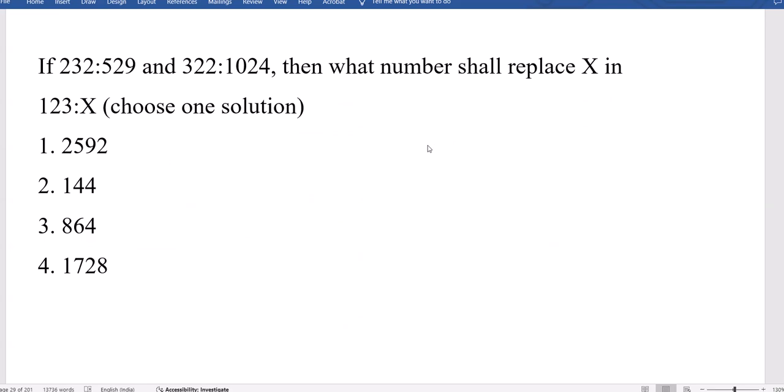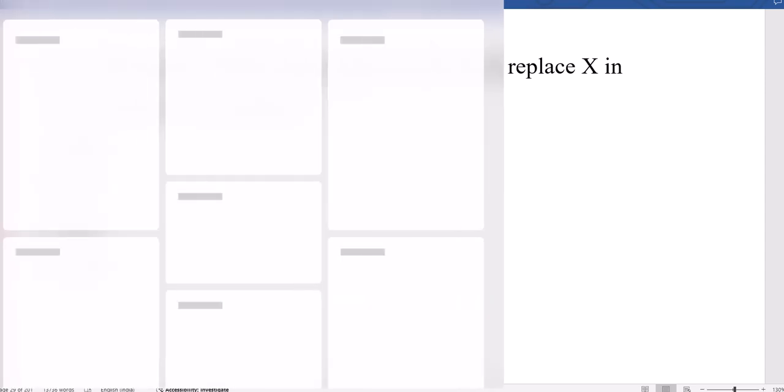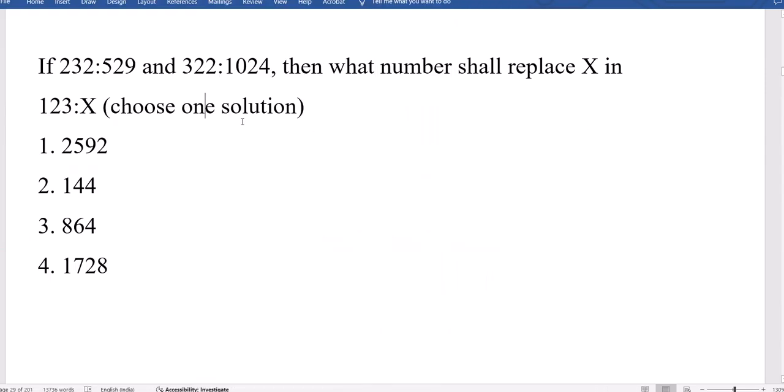232, 529, 322, 1024, 123, we have to find. And there is a chance you may get multiple correct answers also. Then they will mention choose more solutions. Choose one solution means only one correct answer. Choose two solutions means two answers will be there. So you have to be careful.